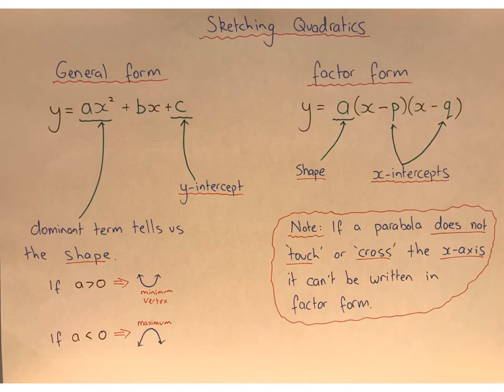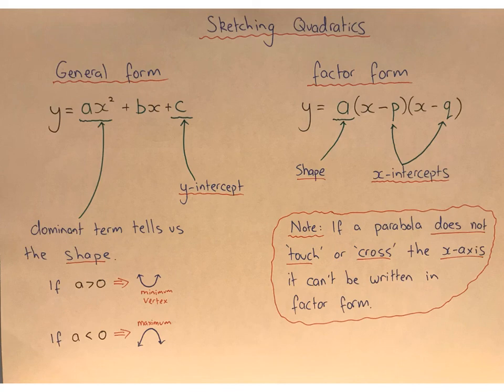However, if we want more information, we need to go to the factor form. So in general, if we can factorise this expression here, it'll factorise as a bracket x take p times x take q, where p and q are also constants. Again, a tells us the shape, but now the values of p and q give us the x-intercepts. Note that if the parabola does not touch or cross the x-axis, we cannot write it in factor form.